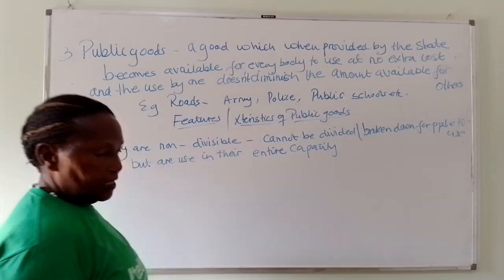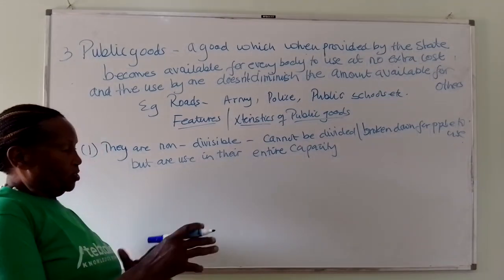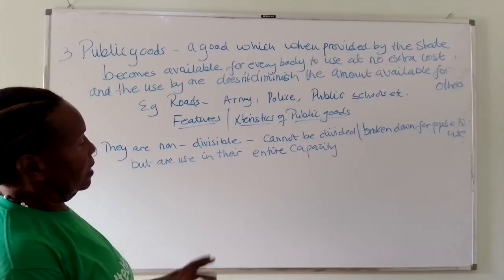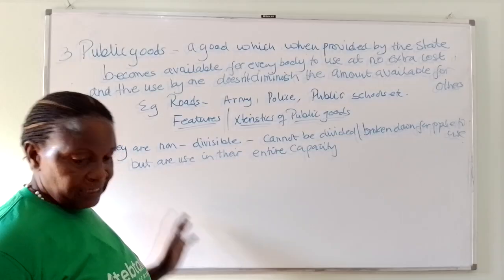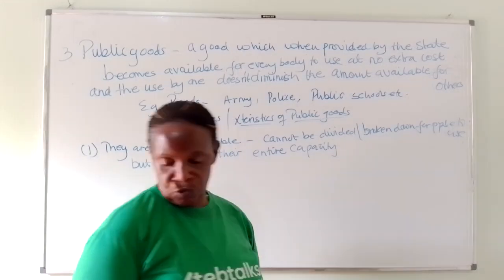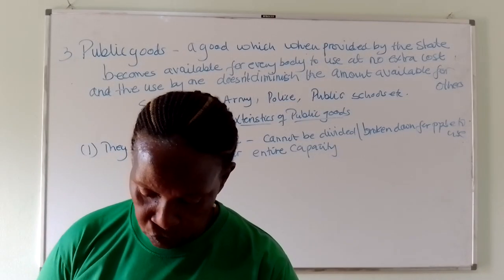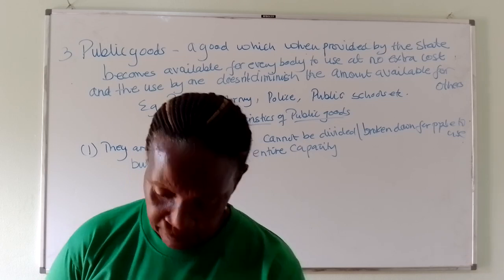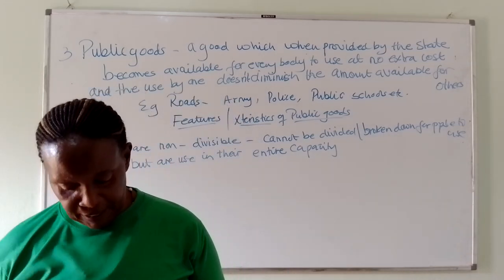A road, you can't say that now we are going to demarcate a road. This is for poor people, this one is for rich people, this one is for cars, this one for what? No, it is not divisible. You use it as it is, and it's up to you to see that you don't compromise other users, but you also allow them to use it because it is public.